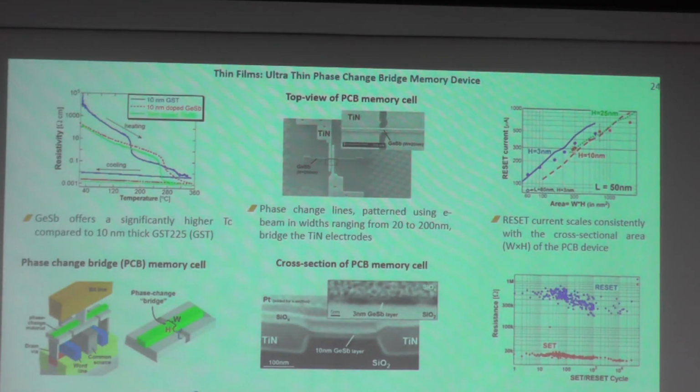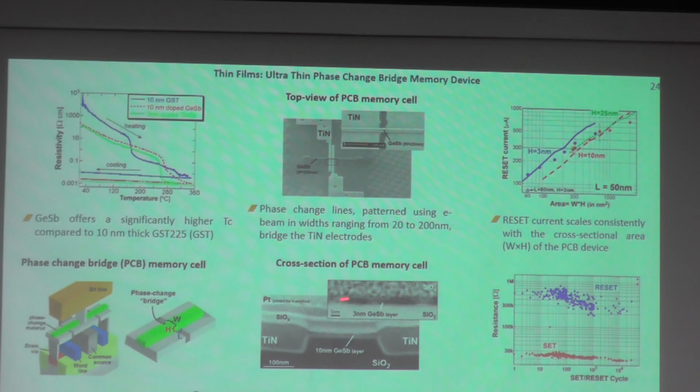Also some switching characteristics of such ultra thin films. So the thin films also show change in the resistance, as we discussed before. Here we see the resistivity versus temperature for germanium antimony, and we see that it's lower than for the thicker thin film, but in the same range as for the doped germanium antimony.